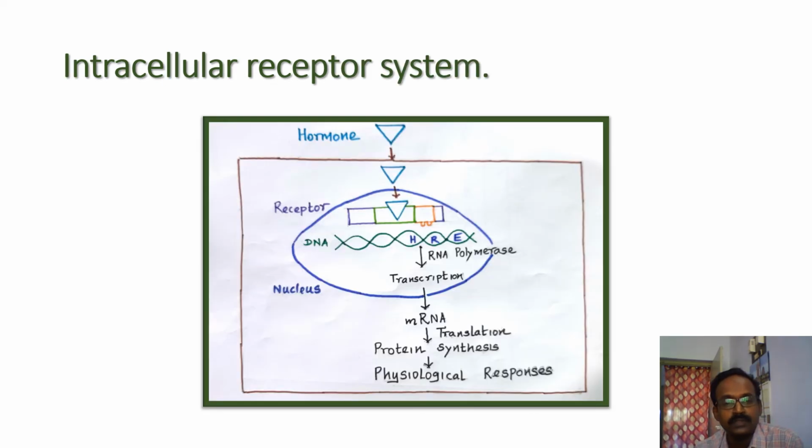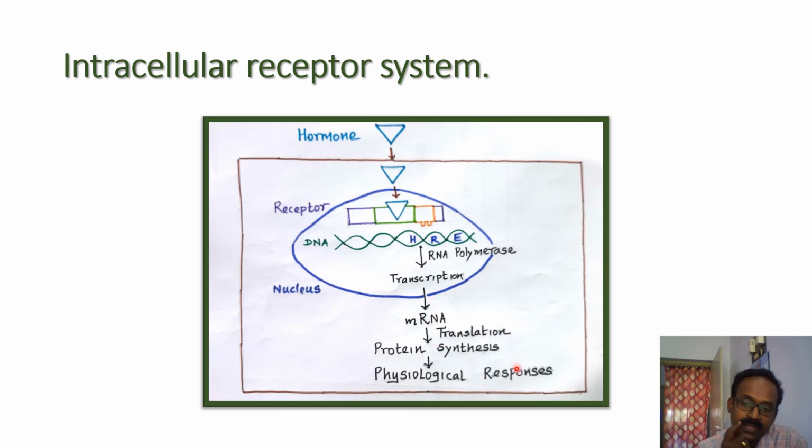Intracellular receptor system. The hormone enters into the cell and binds with the nuclear receptors near the carboxyl terminal. The DNA binding domain is covered by heat shock protein. When the steroid hormone binds, it produces transcription of the mRNA, which produces protein synthesis and the physiological effect.